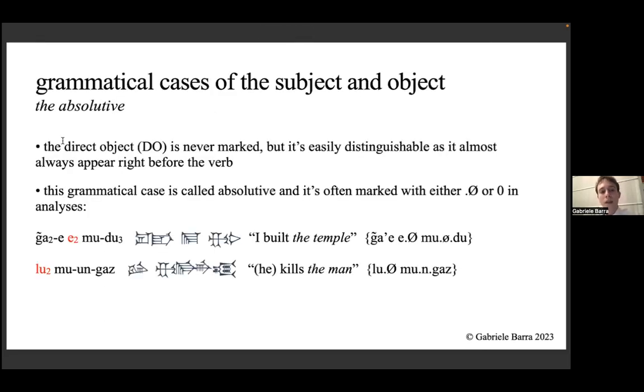So the direct object is never marked. It's never marked as in it doesn't get a real case ending. It doesn't get a vowel, it doesn't get a syllable of any kind, it doesn't get really anything. That's why we mark it with a 0 or with an O, with a thing in the middle.